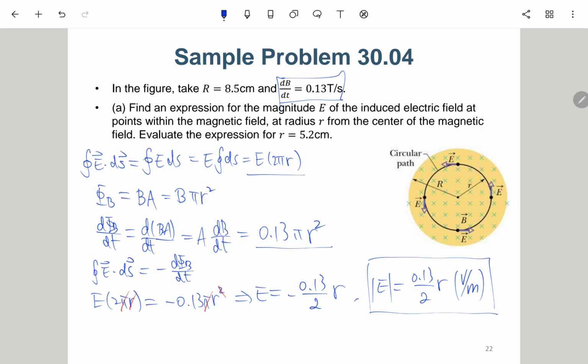And then finally it asks you to evaluate the expression for r equals 5.2 centimeter. So here we have E for r equals 5.2 centimeter to be 0.13 over 2 times 0.052. Okay, so this is nothing but 3.4 millivolt per meter.